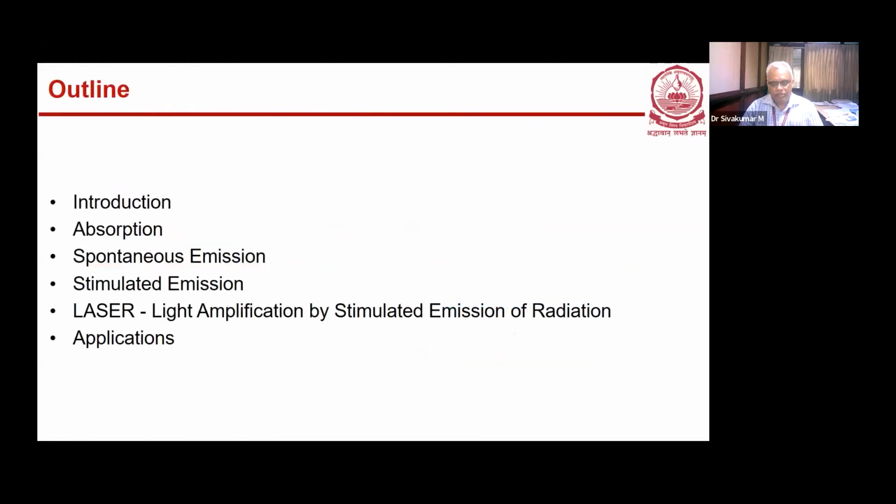I will give some introduction about the development of lasers, how it started developing. And then in the laser, there are some processes like absorption, spontaneous emission, and stimulated emission. These are the three fundamental processes which have to be understood to understand the laser. And then what is laser and some of the characteristics of lasers we are going to see, because those characteristics are responsible for several applications. So that's what we are going to see. This is just an outline of today's talk.